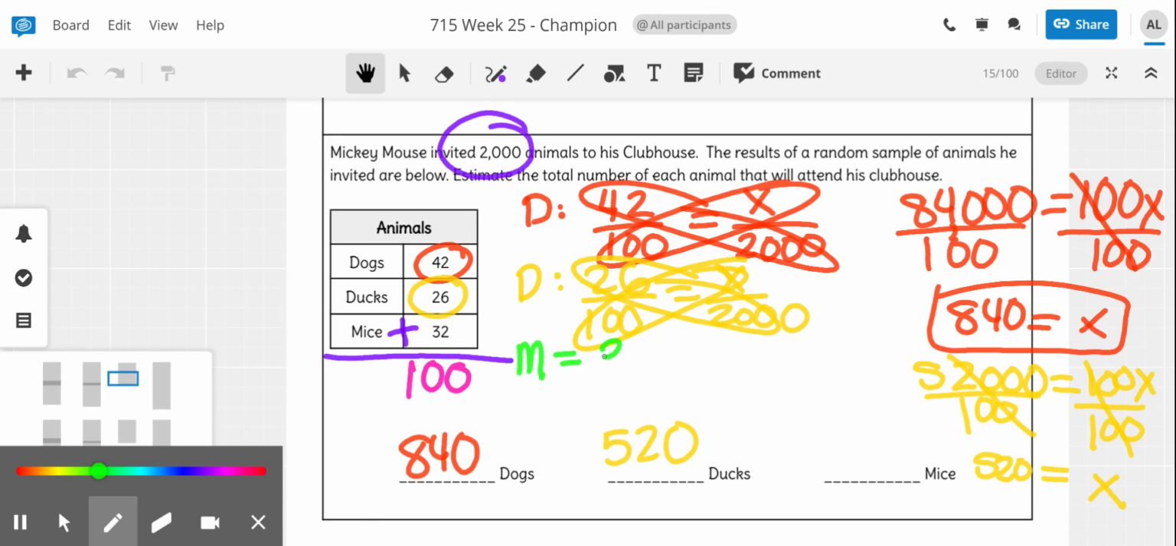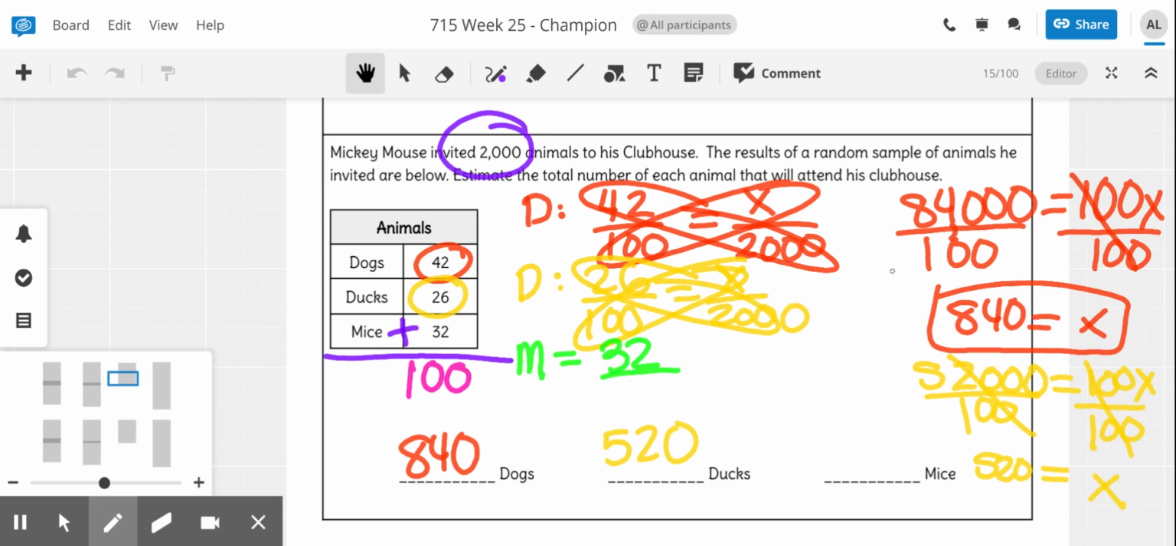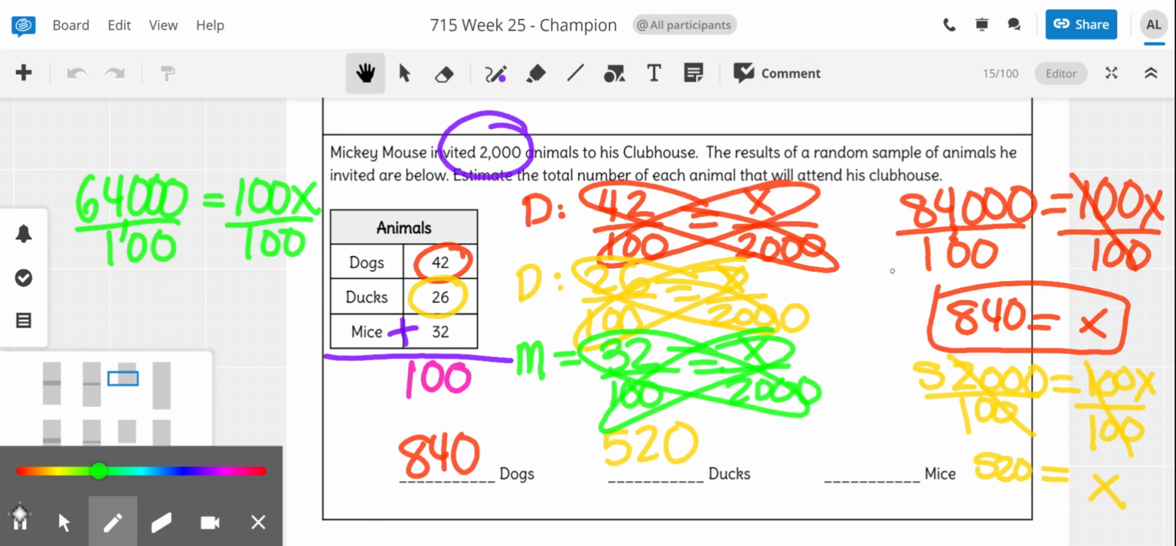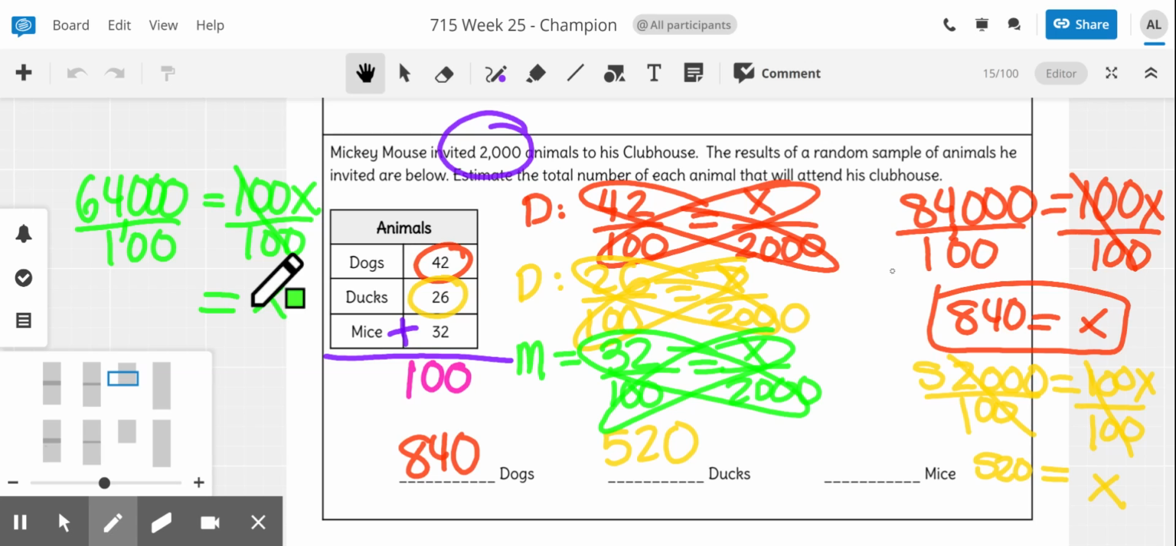Finally, let's figure out the number of mice. So 32 out of 100 is equal to how many out of 2,000? Cross multiply, divide by 100. We get x is equal to 640. So 640 mice, 520 ducks, 840 dogs.